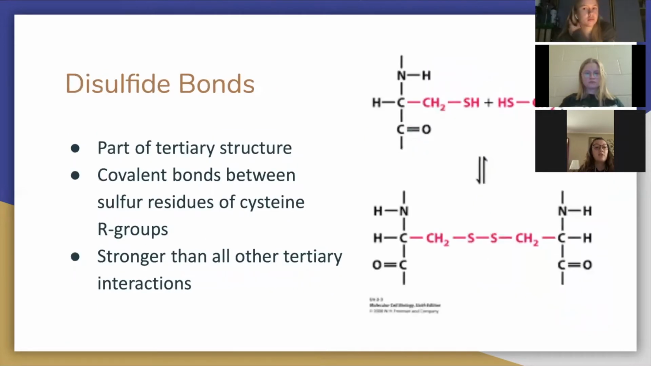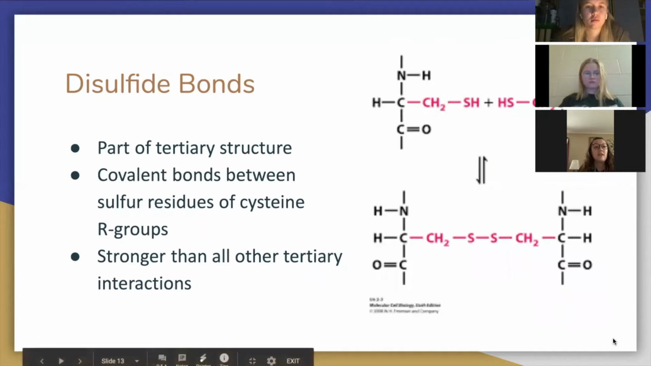Disulfide bonds are part of this third or tertiary structure. They are covalent bonds between sulfur residue cysteine R groups, and they are very strong, stronger than all other tertiary interactions. These disulfide bonds are where the reducing agent breaks apart the bonds in our experiment.